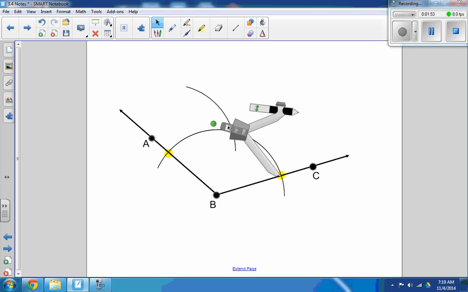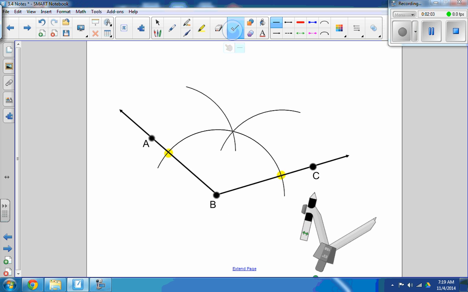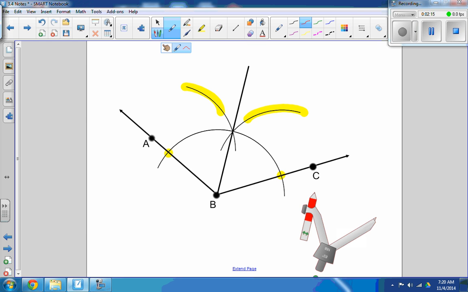Make an arc on the interior. The key is that these arcs intersect each other. Now, it just happened to be pure luck here that all three arcs intersect. The key is really making sure these two arcs here and here intersect each other. That's what I'm really looking for. It was just pure luck that all three of them intersected. And there we go. Congruent, congruent.